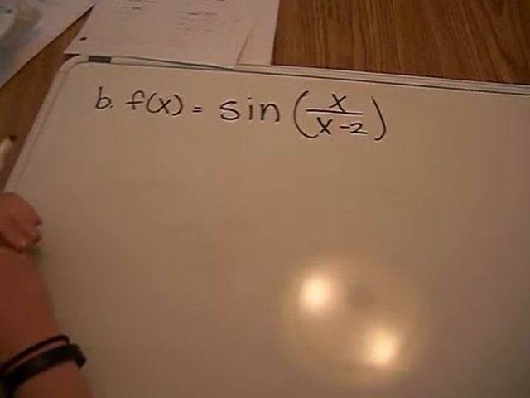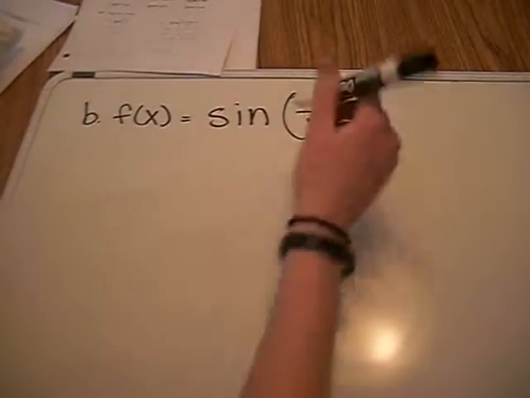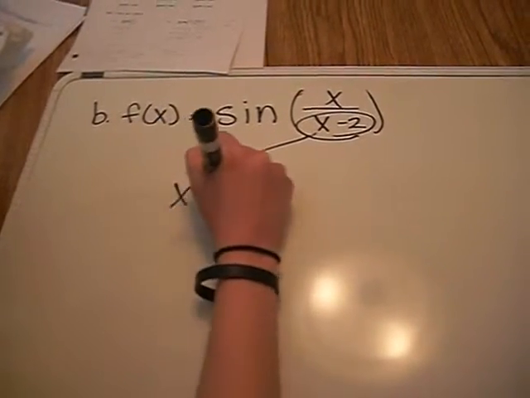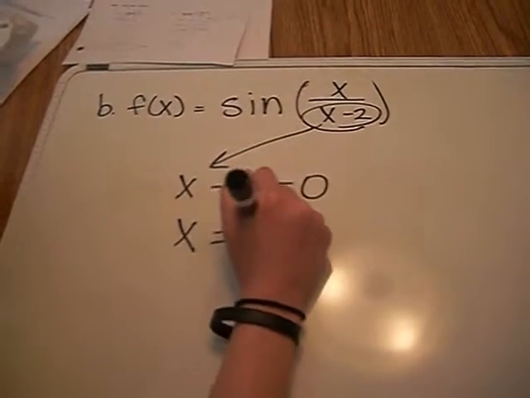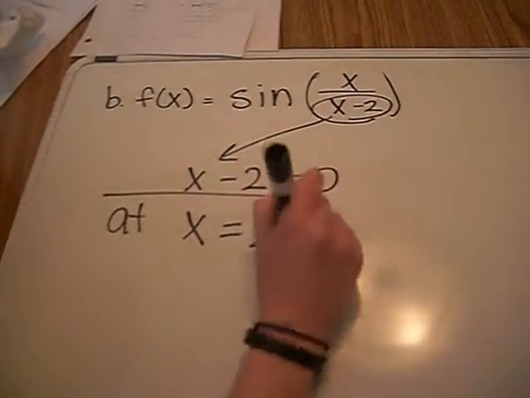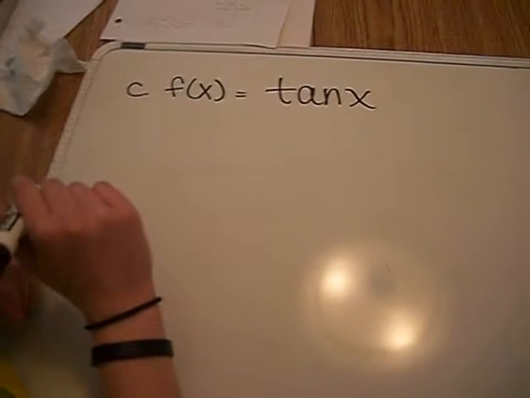Alright, for this one, you gotta remember that the denominator cannot equal 0. So therefore, we are going to set this equation equal to 0. x minus 2 equals 0. When we solve that, we find that there is a discontinuity at x equals 2. The next one is a little tricky.